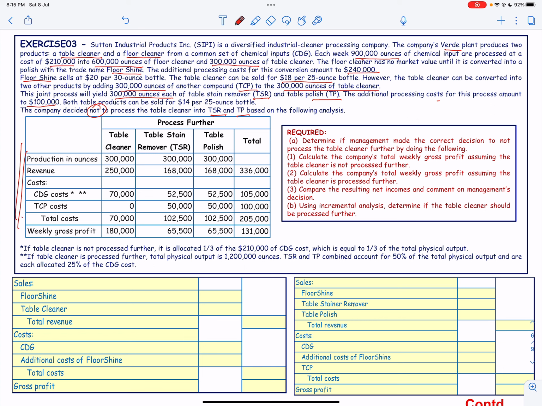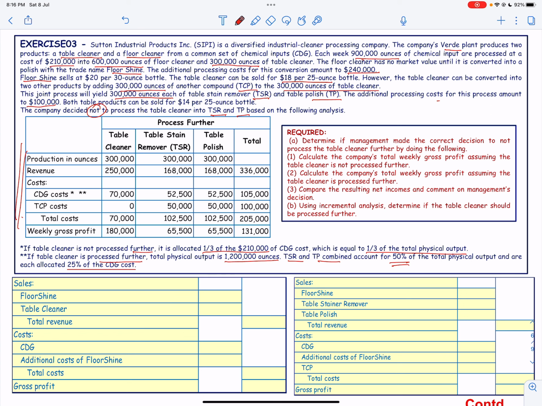If table cleaner is not processed further, it is allocated one third of the 210,000 of CDG cost, which is equal to one third of the total physical product. If table cleaner is processed further, total physical output is 1,200,000. TSR and TP combined account for 50% of the total physical output and are each allocated 25% of the CDG cost.